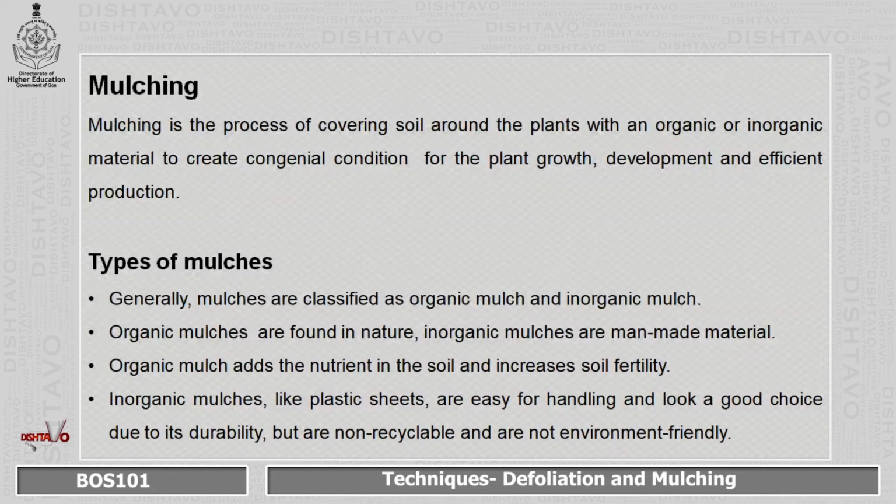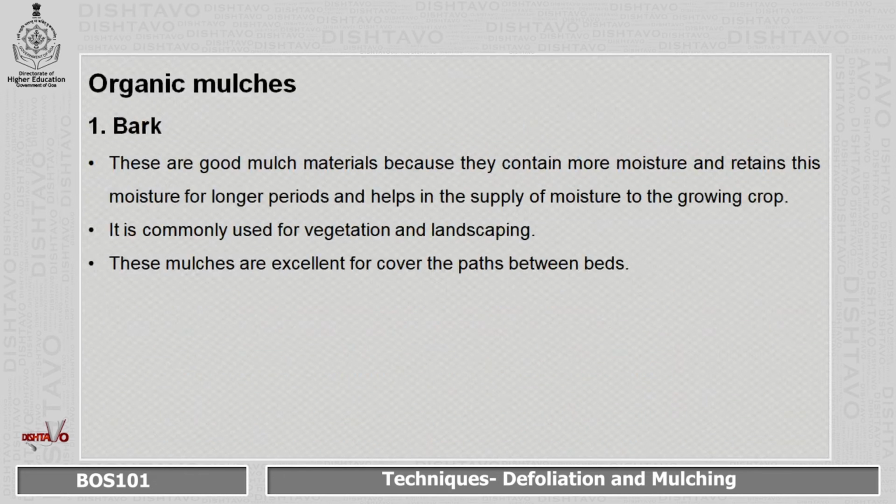Inorganic mulches like plastic sheets are easy for handling and look a good choice due to their durability, but are non-recyclable and are not environmentally friendly. Under organic mulches, we have bark. These are good mulch materials because they contain more moisture and retain this moisture for longer periods and help in the supply of moisture to the growing crop. It is commonly used for vegetation and landscaping. These mulches are excellent for covering the paths between beds.